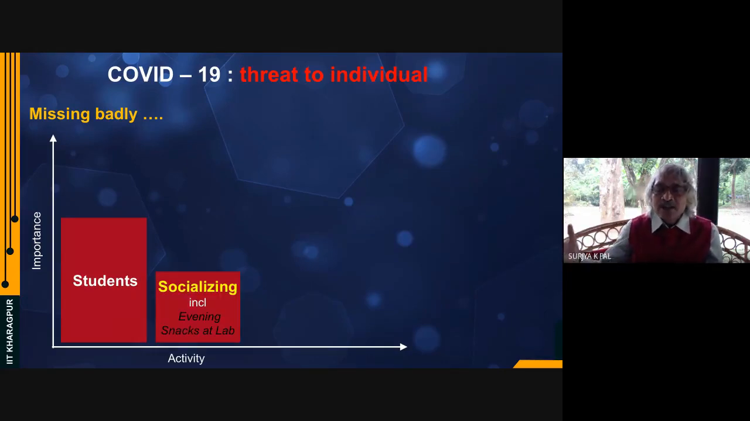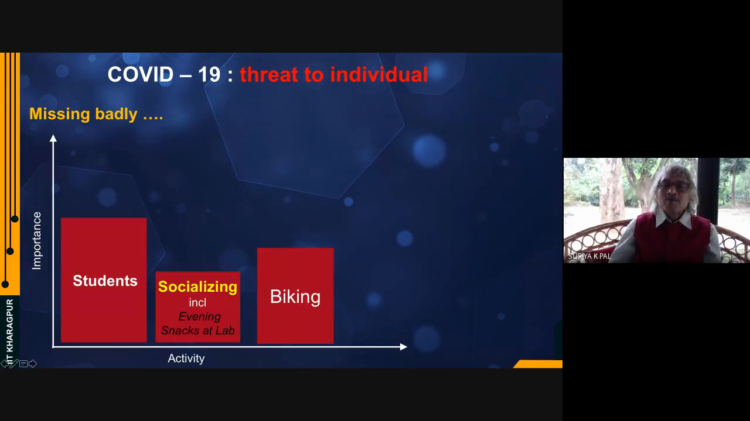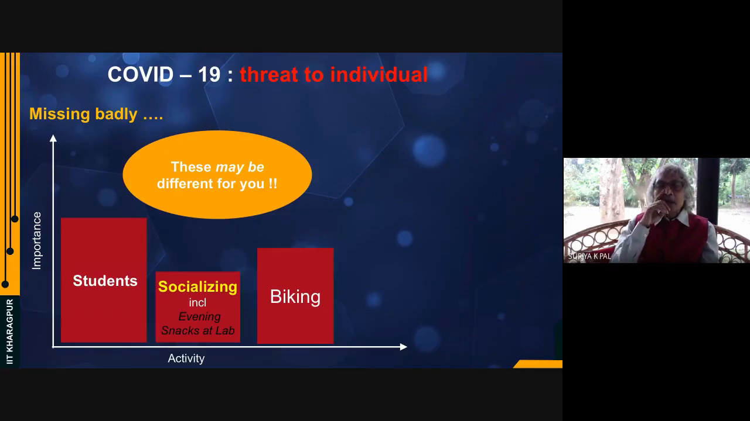Though I am seeing them over VC, that is not at all satisfying, because I cannot interact with them on technical matters. I cannot socialize with them. I am missing the evening snacks in the lab when I wish to have a free chit chat. I am missing my biking, which I used to love a lot. So these are all personal things which I am missing a lot because of this COVID. You may also be missing something related to this, or maybe slightly different.